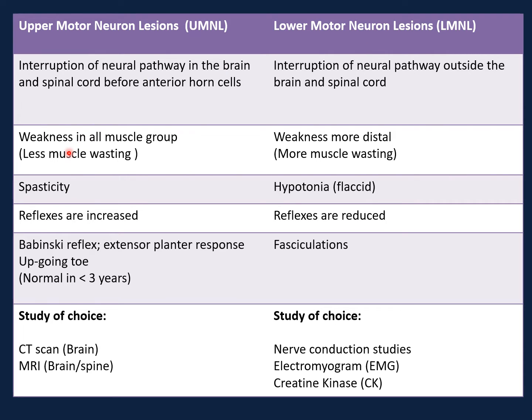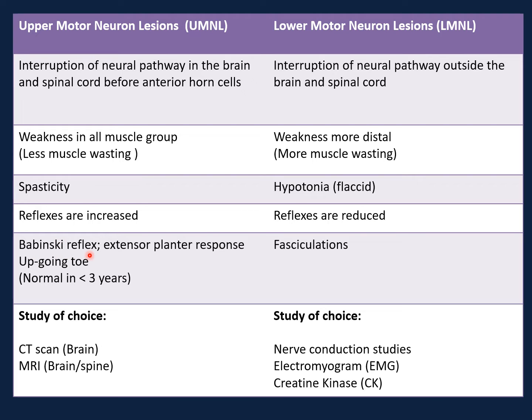Damage from the anterior horn cells outside the brain and the spinal cord is considered lower motor neuron lesions. Patients with upper motor neuron lesions present with weakness in all muscle groups. They have less muscle wasting. On the other side, lower motor neuron lesions have weakness which is more distal, and they have more muscle wasting. Patients with upper motor neuron lesions have spasticity and rigidity. Lower motor neuron lesions present with hypotonia or flaccid paralysis. For upper motor neuron lesions, the reflexes are exaggerated and increased. In cases of lower motor neuron lesions, the reflexes are reduced.